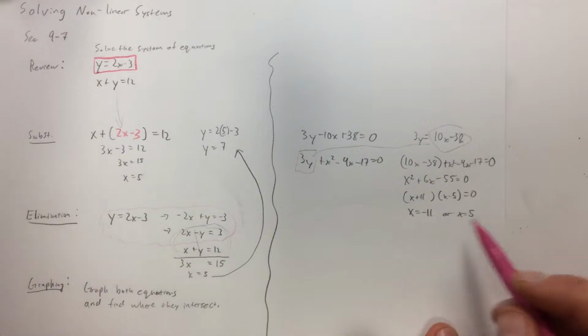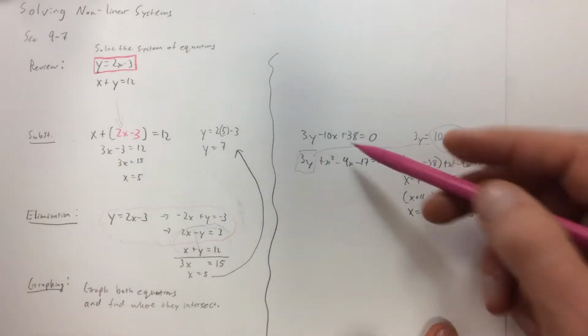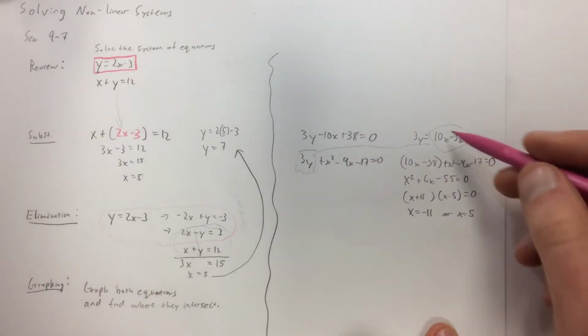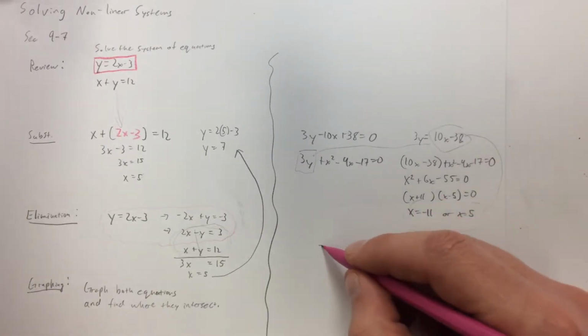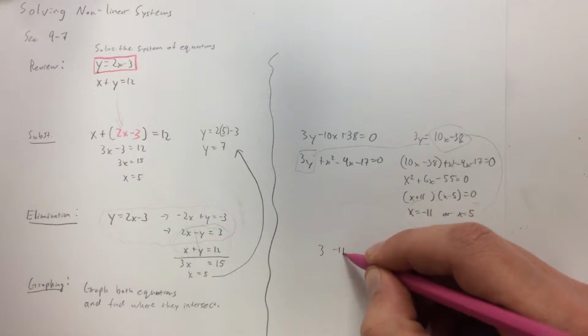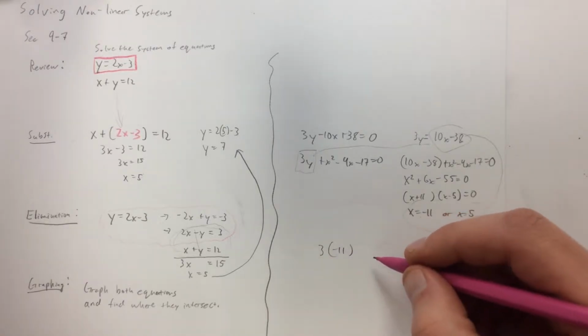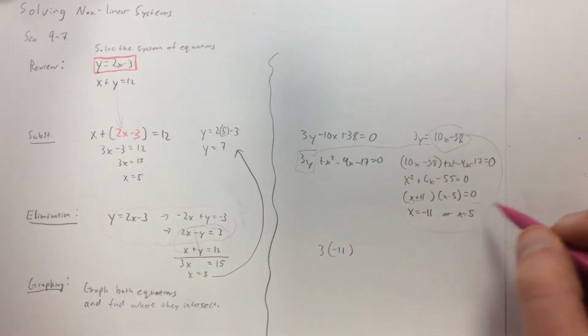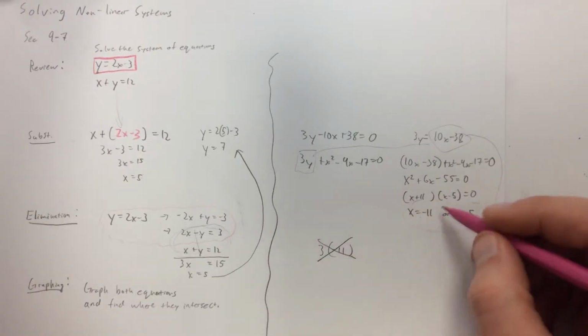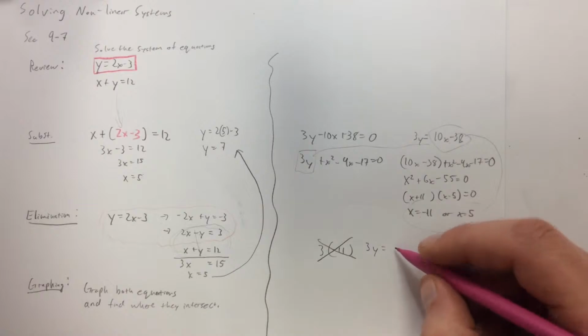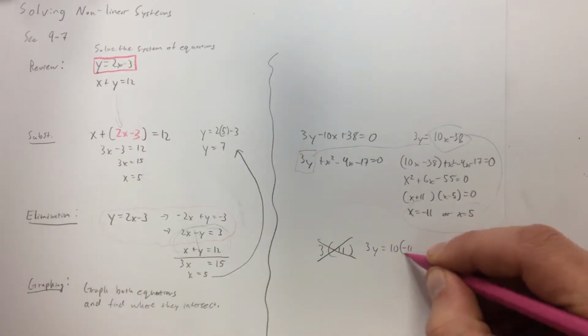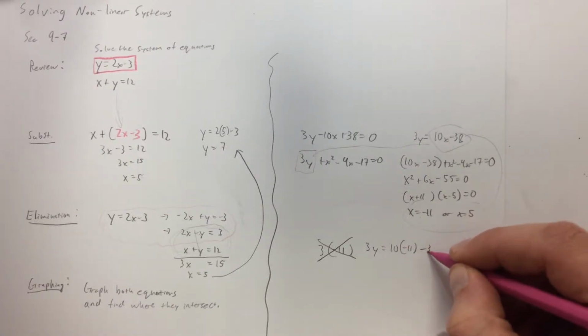And then to solve it, I'm going to plug these points back into one of my original equations. So I'm actually going to plug it into this one. Plug it in for x. 3y equals 10 times negative 11 minus 38.